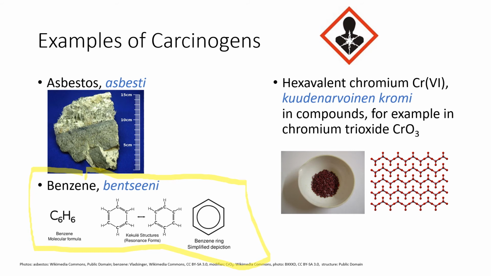Rates of leukemia, which is a cancer of the blood-forming cells, have been found to be higher among workers exposed to high levels of benzene, such as those in the chemical and oil refining industries.